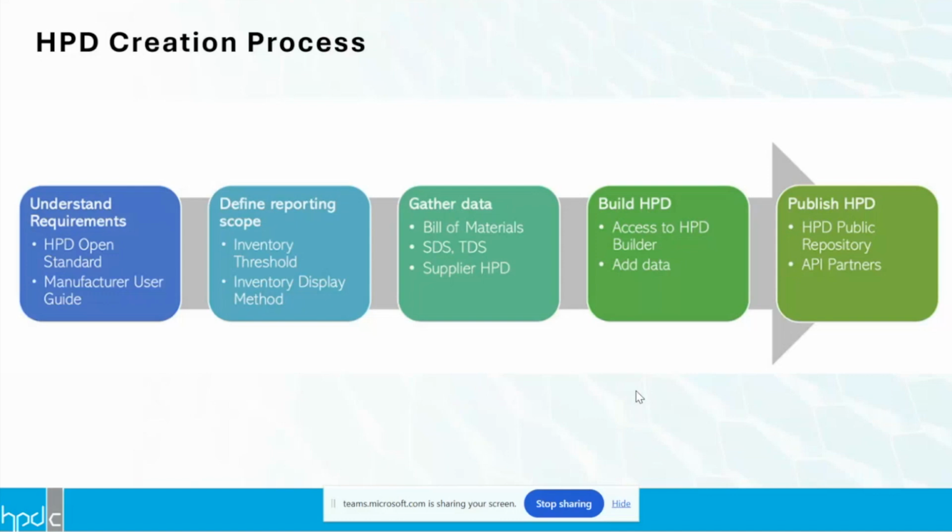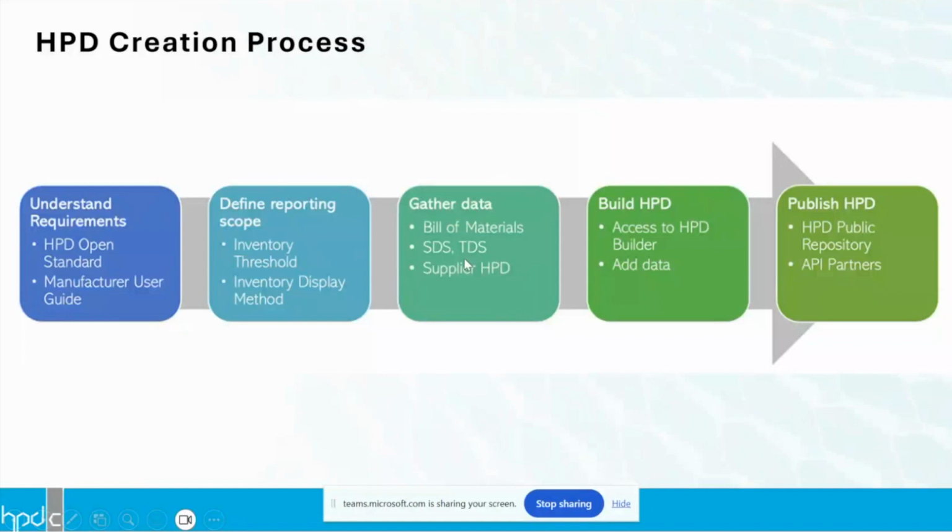Once you have the scope, you can gather the data. And this is usually the stage that takes longer, because you need to find out what is in your product. If you don't manufacture your product, or if you don't know the chemicals that make up one of the products that you source, then you have to find out what is in the products that you use to make your product. And sometimes you need to contact tier 2, tier 3 suppliers to get this information. So this will be the stage that defines whether you can actually publish an HPD or not.